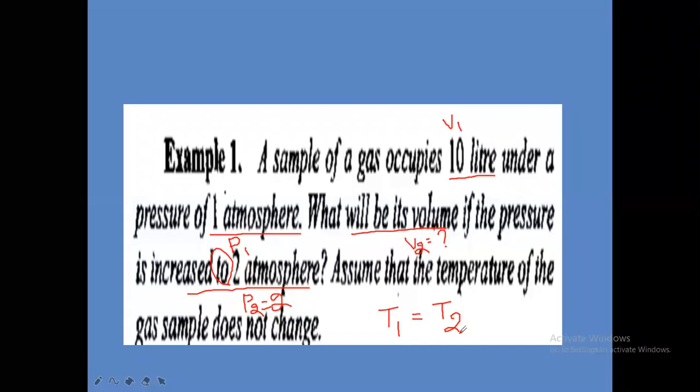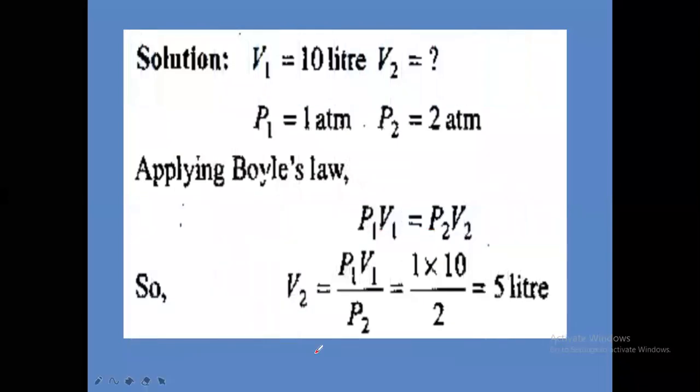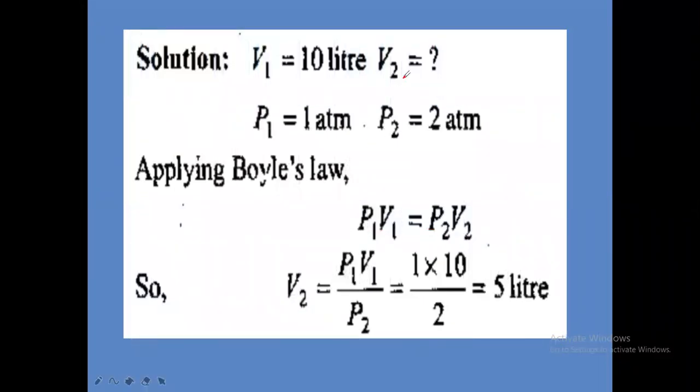P1 V1 is equal to P2 V2 at constant temperature. So now see here, V1 is given, V2 is to be calculated. P1 is given, P2 is given. Applying Boyle's law, P1 V1 is equal to P2 V2. Now what we need to calculate? The V2 value we have to calculate.